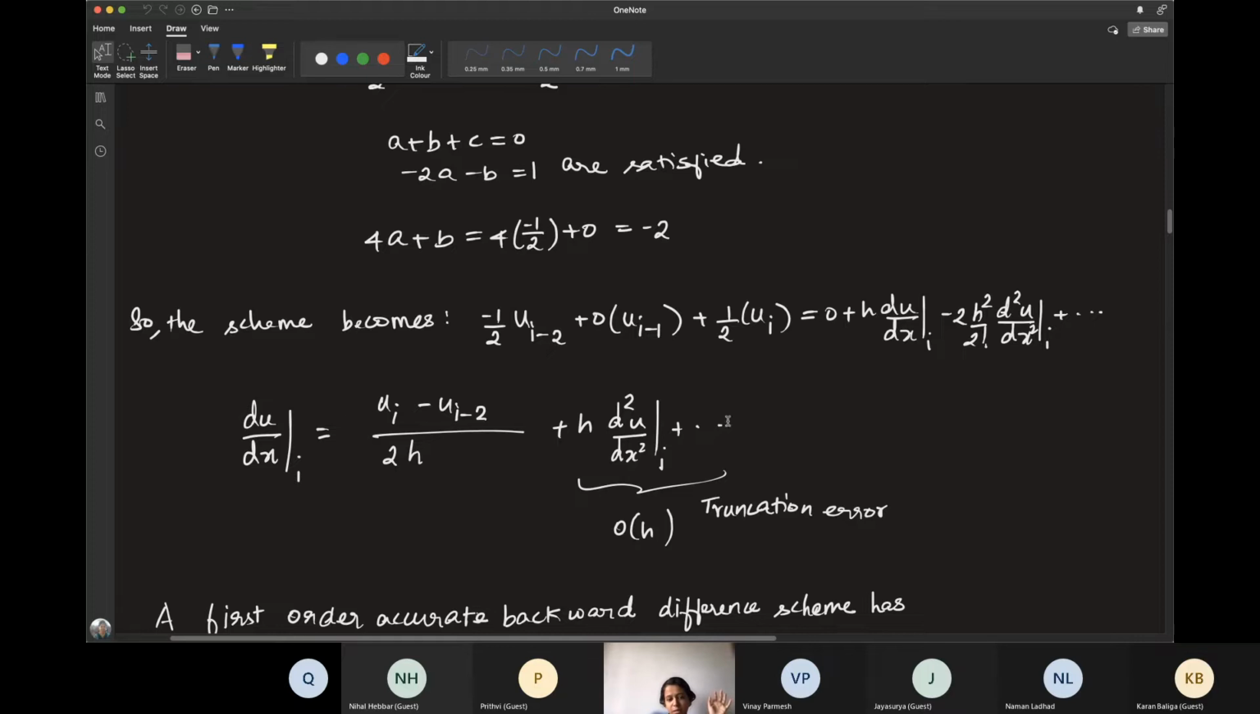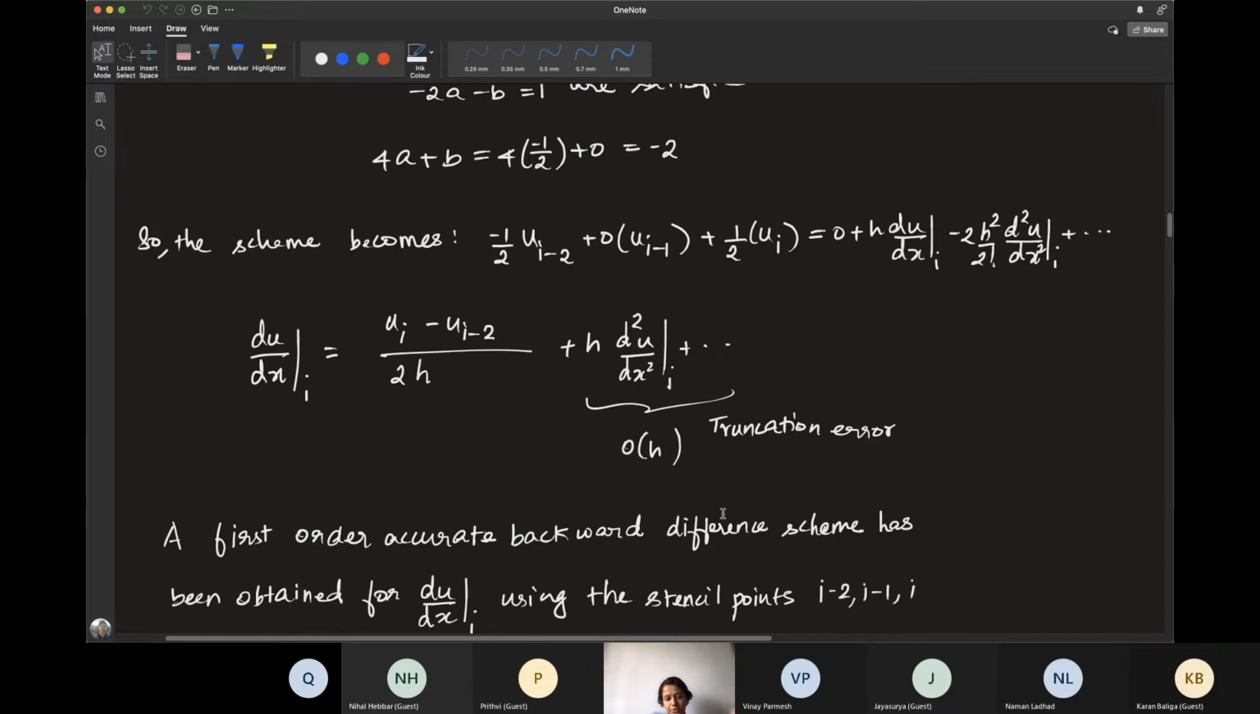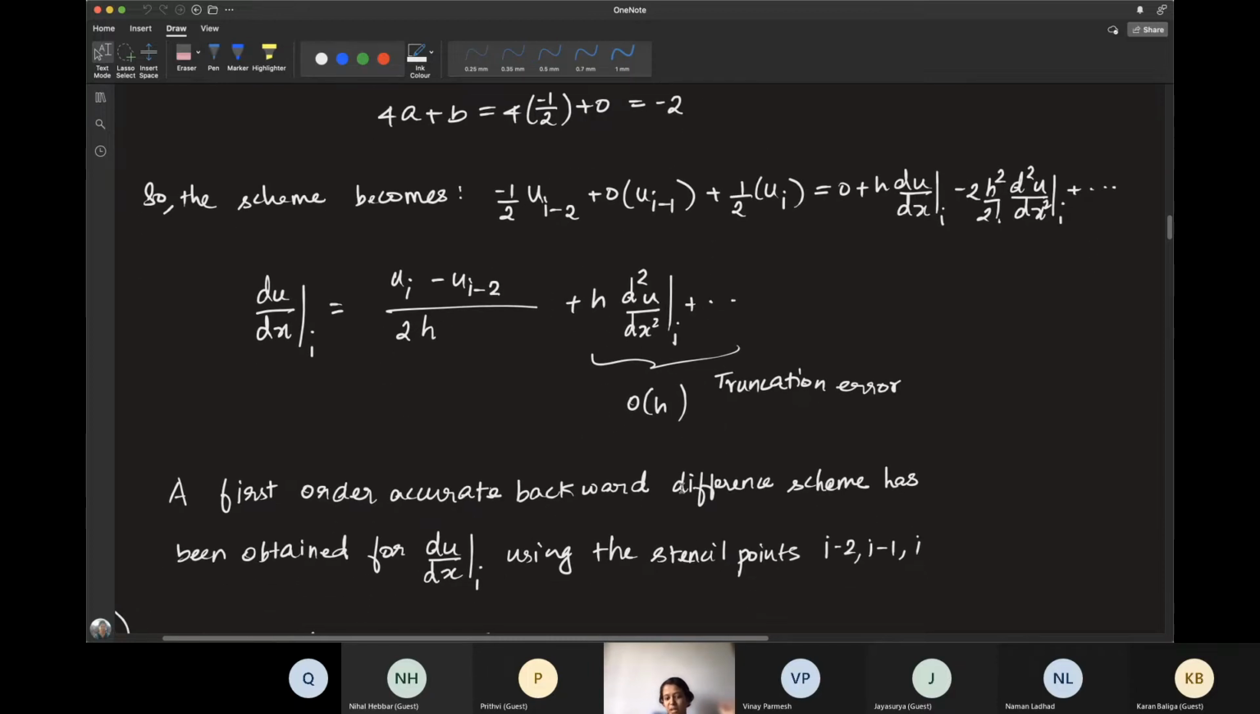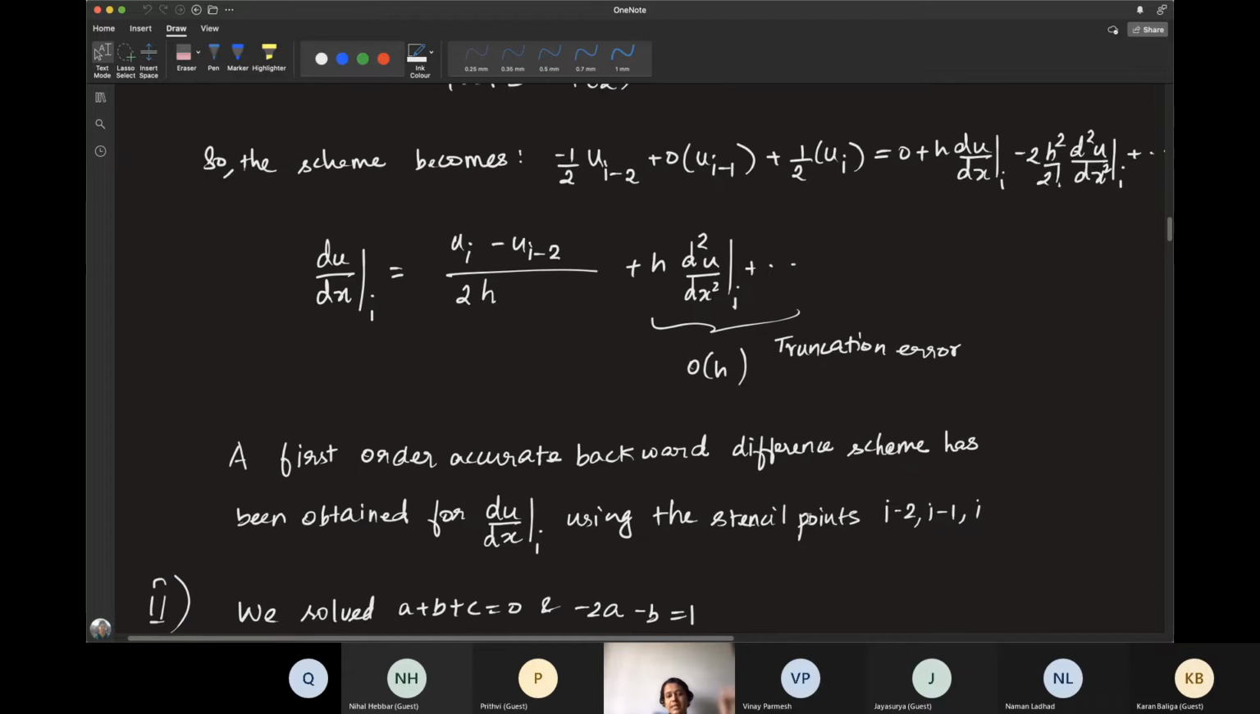Now you can see that the differential operator du by dx has been approximated by a difference operator plus some truncation error, which is of order h. So what you have obtained is a first order accurate backward difference scheme for approximating du by dx using the three stencil points that you have chosen. So now this is one kind of approximation.